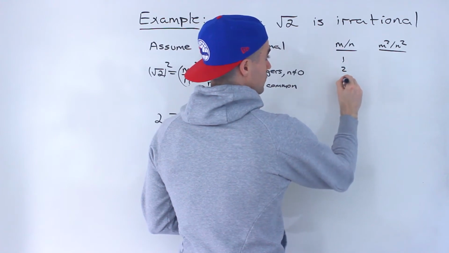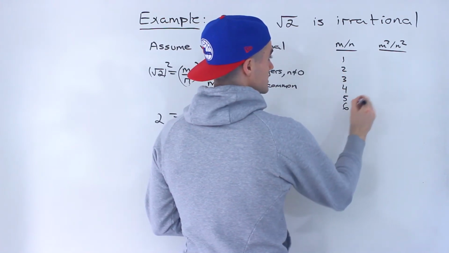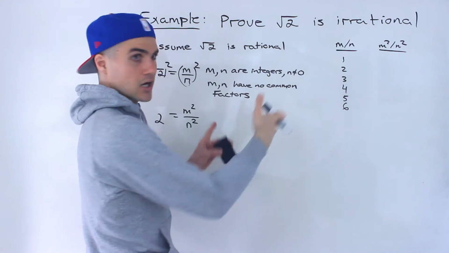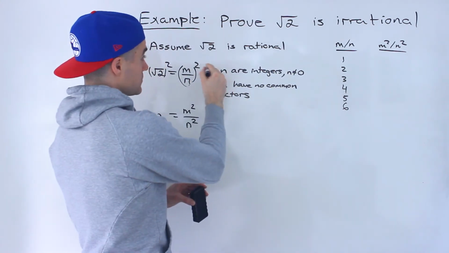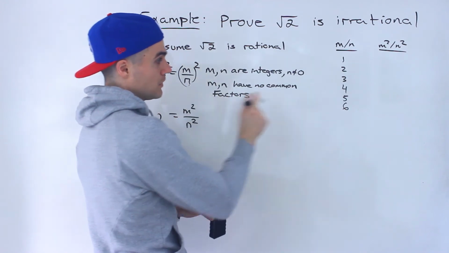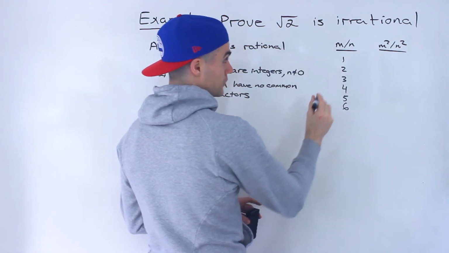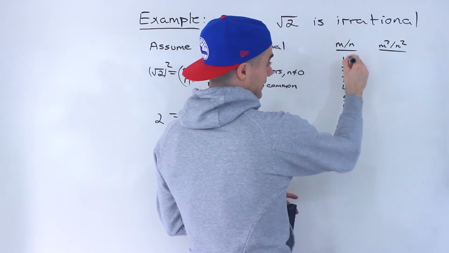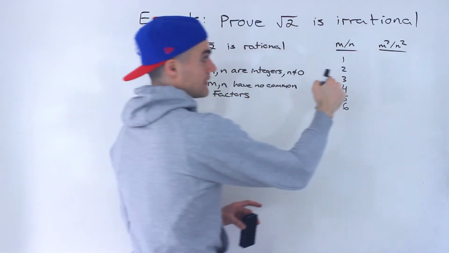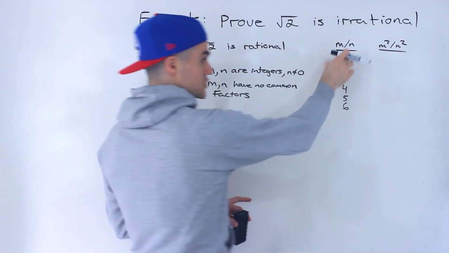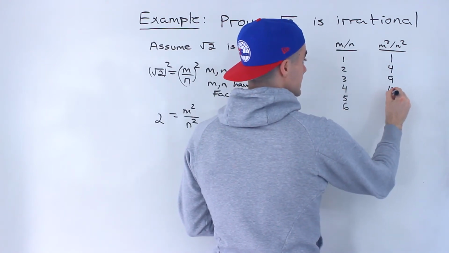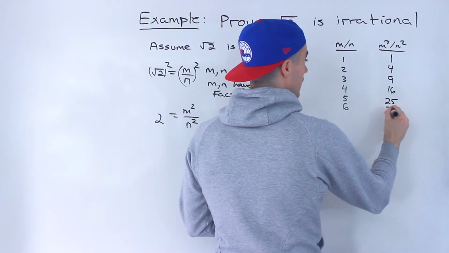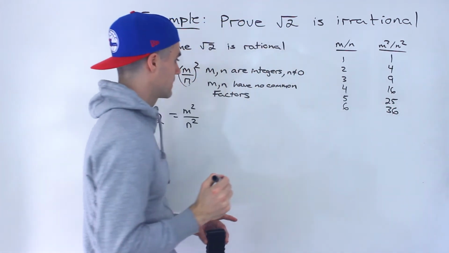Let's do 1, 2, 3, 4, 5, 6. Right, just a couple of examples. These integers could be negative. M can also be 0. The top can be 0, but I'm just going to use these 6 examples. So if m or n is these 6 examples, well then m squared or n squared, if we square these numbers, what we'll end up getting is 1, 4, 9, 16, 25, 36.